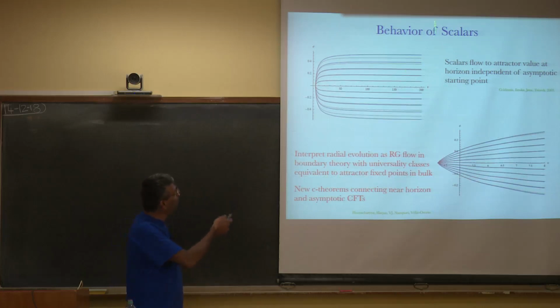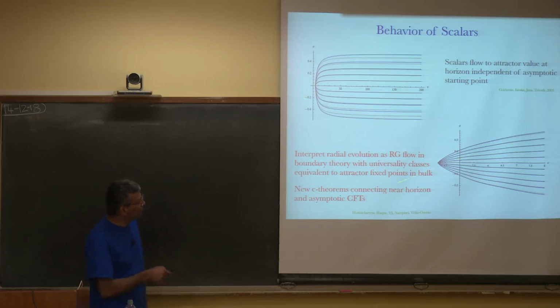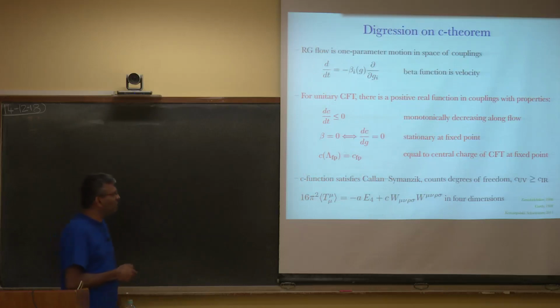So these are just some numerical solutions with a bunch of different scalar values at infinity, and we flow them to the attractor values at the horizon. Let me take a brief aside and mention some comments on how to interpret this radial evolution in terms of the C theorem. This is some work that I did some years ago with Arpan Bhattacharya, Shubhajit Haq, Suresh, and Alvaro Veliz-Osorio. The idea is that there is a C theorem, and for a unitary CFT, there's some positive real function such that it's monotonically decreasing along the flow. It's stationary at the fixed points. At the fixed points, when you evaluate at the UV and the IR, you get the central charges of different CFTs. So the C function will satisfy some Callan-Symanzik equation and it counts degrees of freedom, which we associate to the central charges at the fixed points.